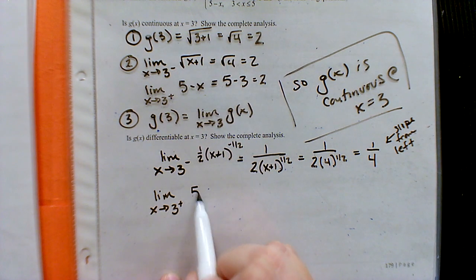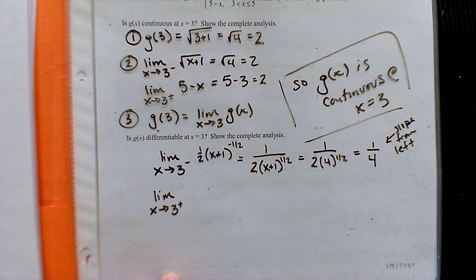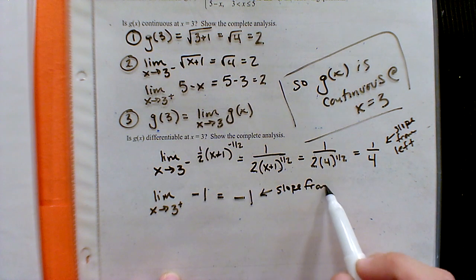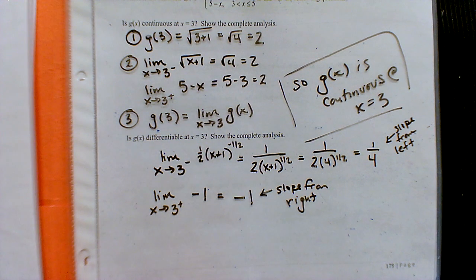Alright, so the right-handed side of 3, we had 5 minus x. Oops, sorry. We're not going to write that down. We need the derivative of that equation, which would just be -1. If you tried to plug in 3, you would get -1, right? Slope from right. So what do you think? Are we differentiable at 3? Does the derivative exist? Does the tangent line from the left match the tangent line from the right?